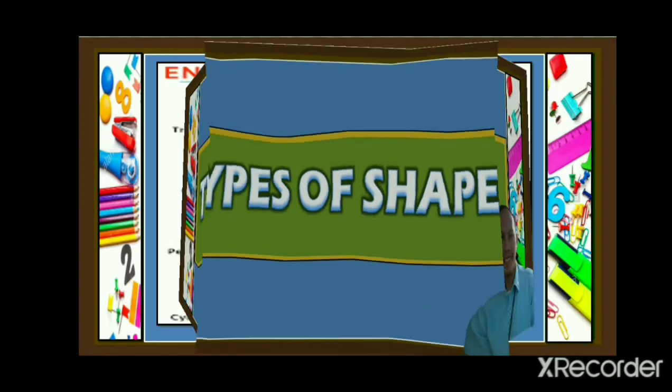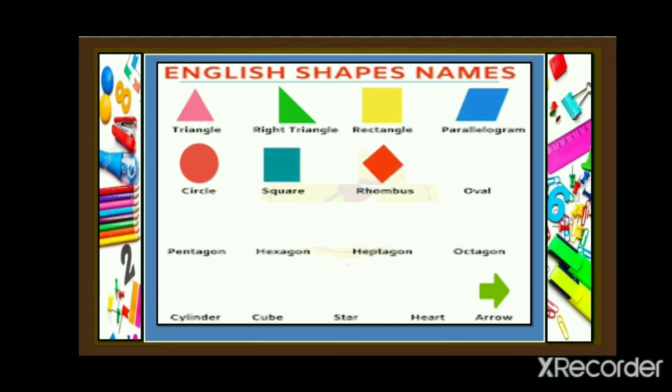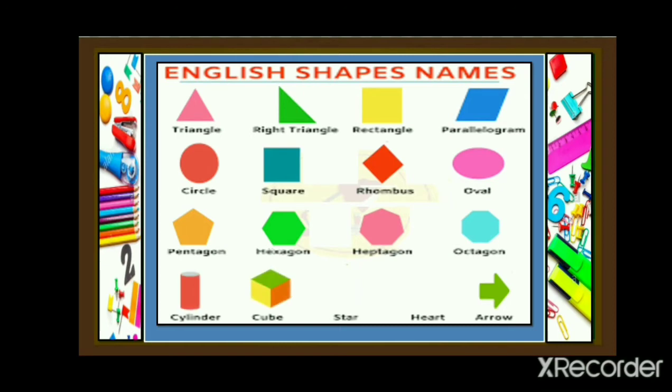What are the types of shapes? In English shape names, we have triangle, right triangle, rectangle, parallelogram, circle, square, rhombus, oval, pentagon, hexagon, heptagon, octagon, cylinder, cube, star. We have the heart and the arrow. Those are the English names of the shapes.